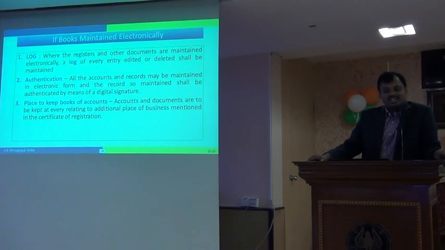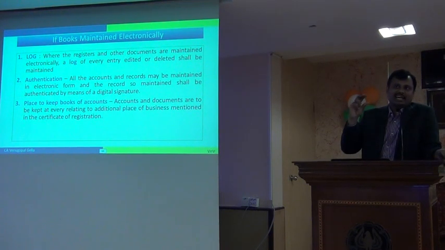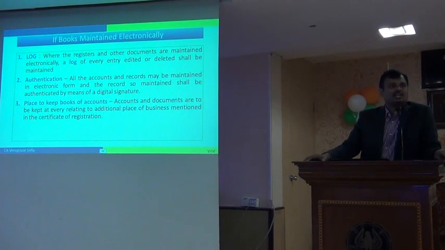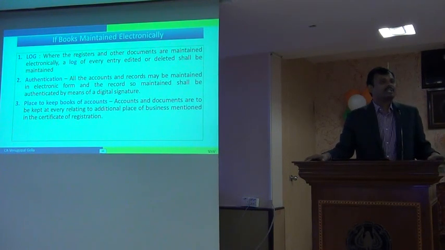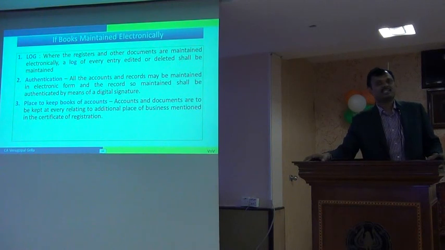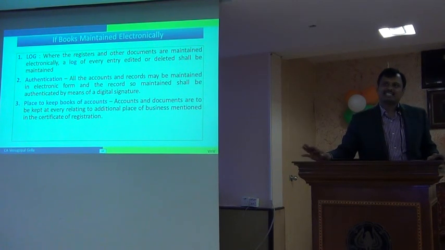Next, authentication. Those records which are maintained electronically and submitted to the officer in an electronic form, the authentication of these electronic documents has to be done by a digital signature. Physical records, physical signature, but electronic records, digital signature. Now, can I keep the centralized books at one place? The answer we have already discussed in the first slide.